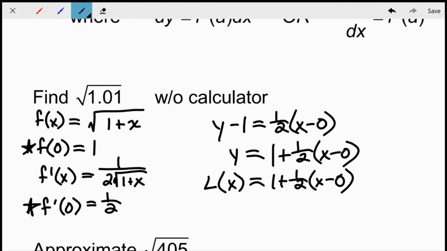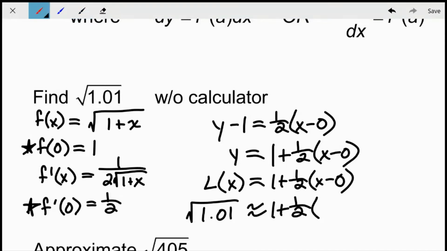You can write it as just y. Sometimes you'll see L of x representing the linearization function, and I want to use that notation because your book tends to use it, but it's not necessarily required. Now the whole point of this question was to approximate the square root of 1.01. So the square root of 1.01 is approximately 1 plus 1/2 times x minus 0.